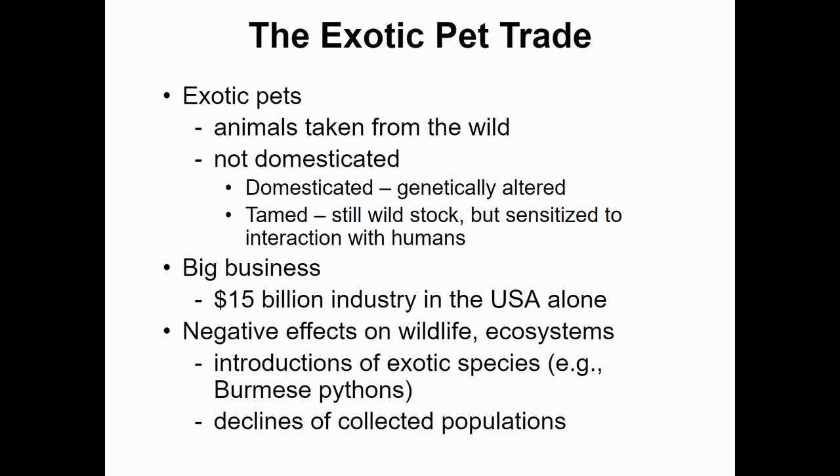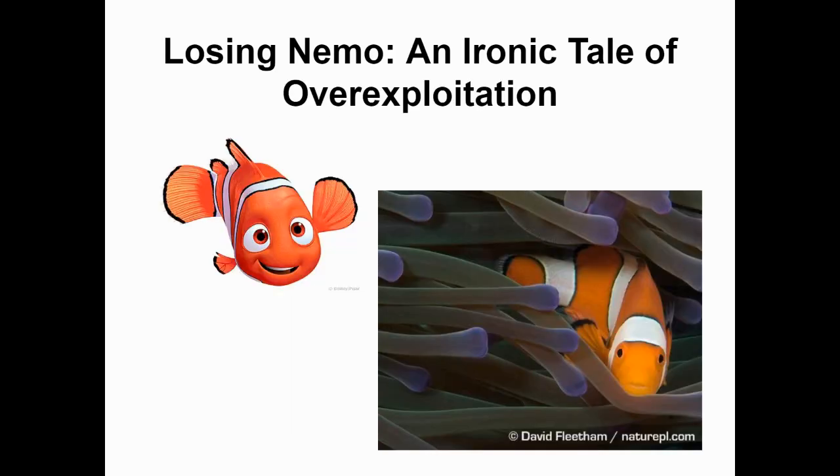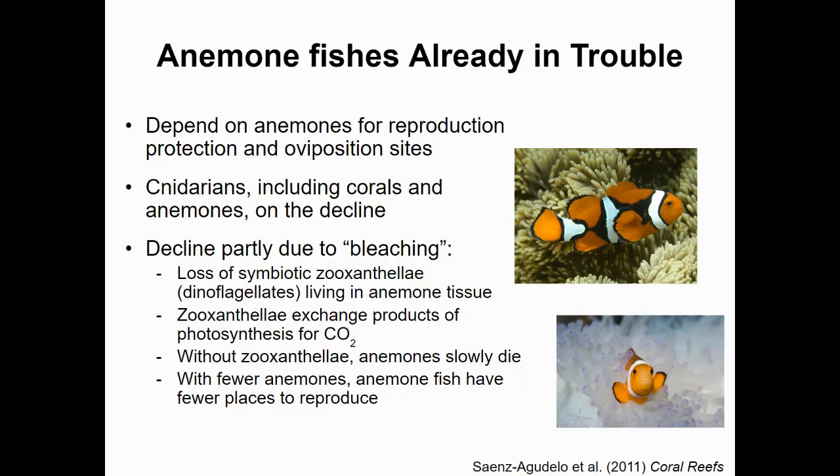We talked last lesson about the introduction of exotic species to the wild, accidentally or intentionally, when people's snakes get too big, which can have negative effects on our own wildlife that isn't exotic. And also, by collecting so many wildlife animals for these pet trades, it can decline the populations in the wild of those exotic pets. Finding Nemo is a great example, or Losing Nemo is what we're calling it here, because this movie basically caused the clownfish to become overexploited.